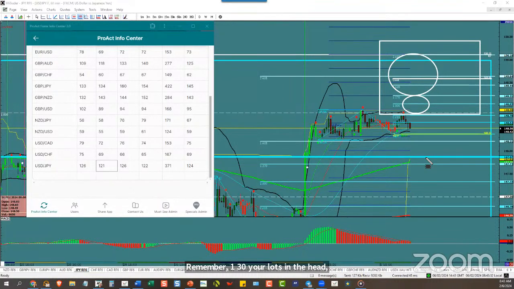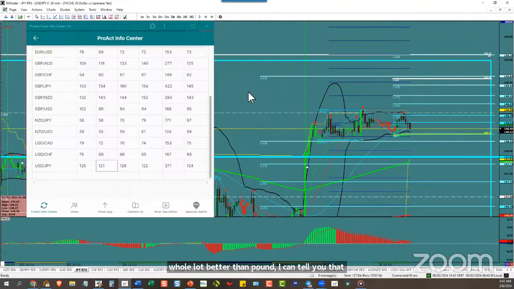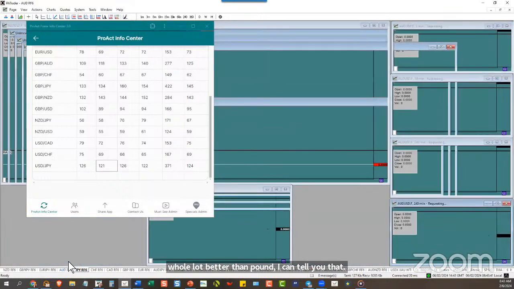All right, dollar yen, not a bad opportunity. It's a whole lot better than that pound, I can tell you that. All right, pound dollar is not a good trade this morning. It's there, but it's not very good.